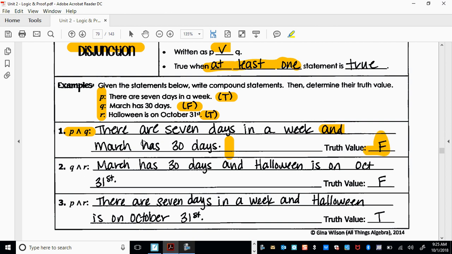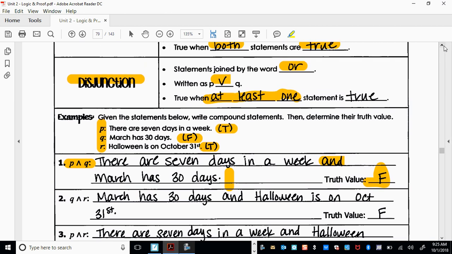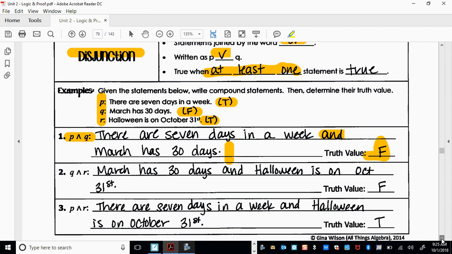All of these are connected with "and." If I had connected this with "or," since one of them was true, it would have been true. But the main thing I want you to remember is how you connect it. When you see this V, it means "or." When you see an upside down V, which looks like an A, it means "and." Those are the examples that I want you to get to know.